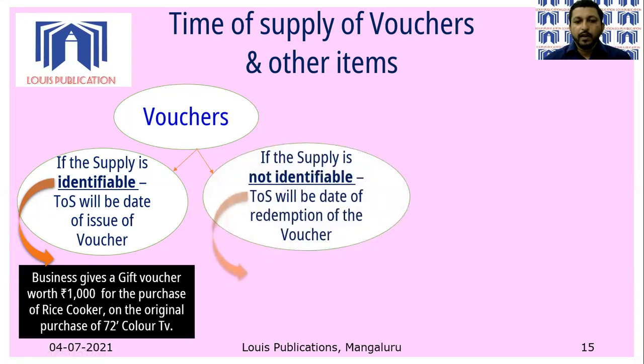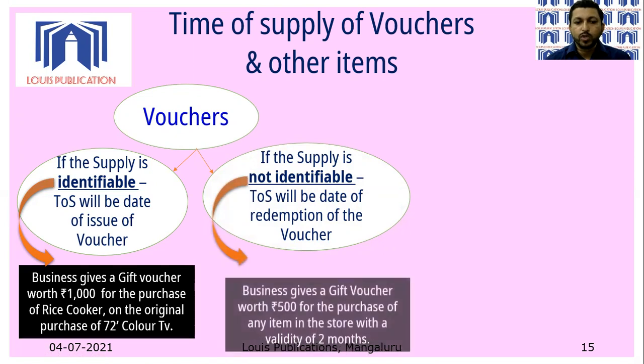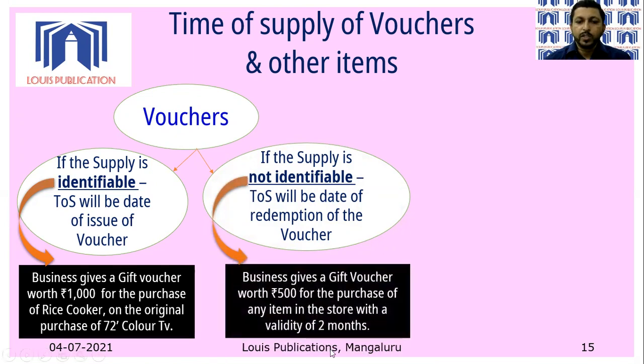Let's be very clear. Now, suppose business is giving a gift voucher worth rupees 500 for the purchase of any item in the store with a validity of 2 months. So a 500 rupees gift voucher is given, validity is 2 months, and the supply is not identifiable. When I say not identifiable, which item is not clear, it means purchase of any item in the store. So when the supply is not identifiable, the date on which we, the recipient, redeem the voucher will be the time of supply as far as the supplier is concerned.